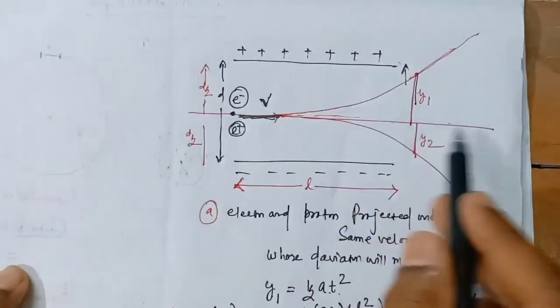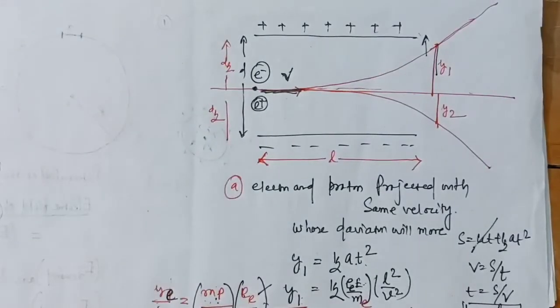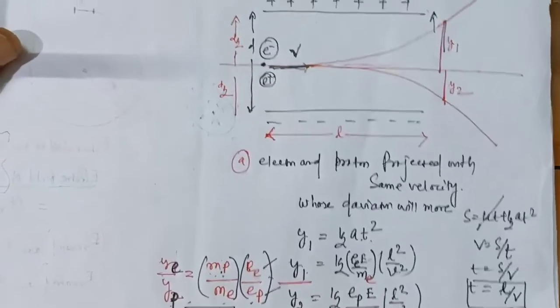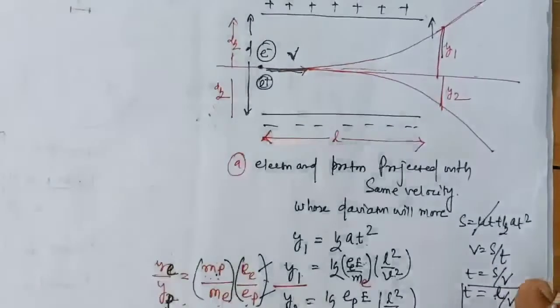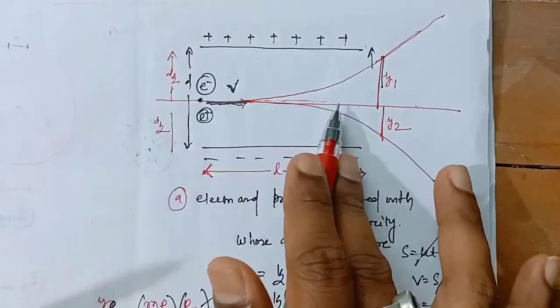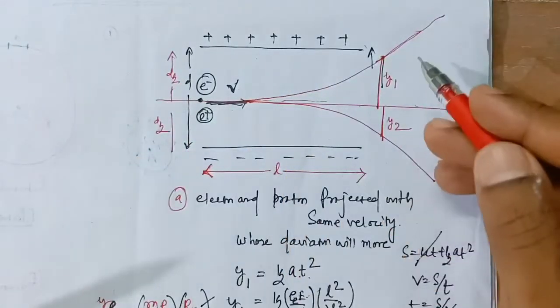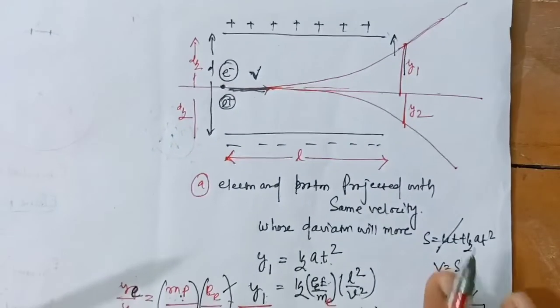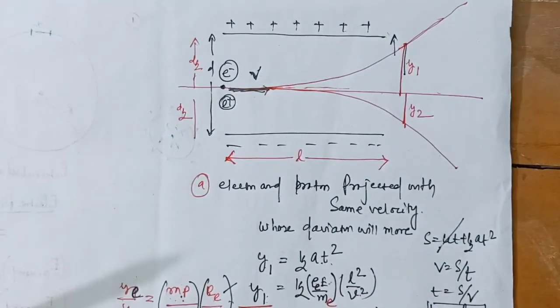So in this case what will happen? The electron will deviate more as compared to the proton. I hope this question is pretty clear. These are the fundamental questions: positive and negative charges projected with velocity v, which one will deviate more? If you project with the same velocity, we reach this result.